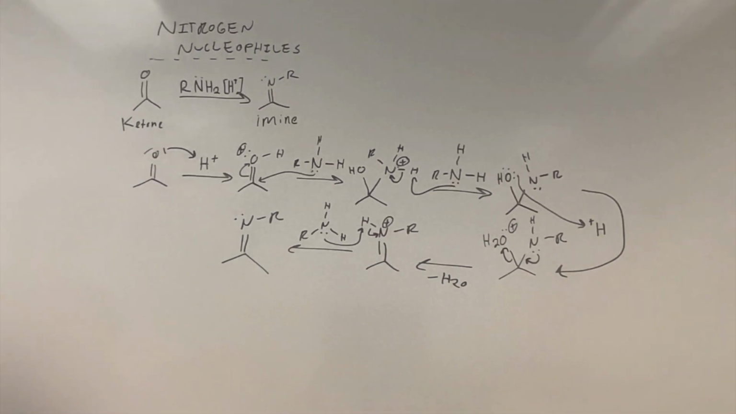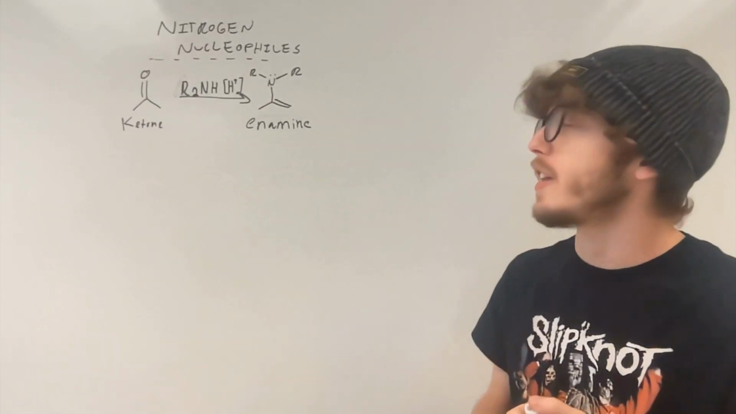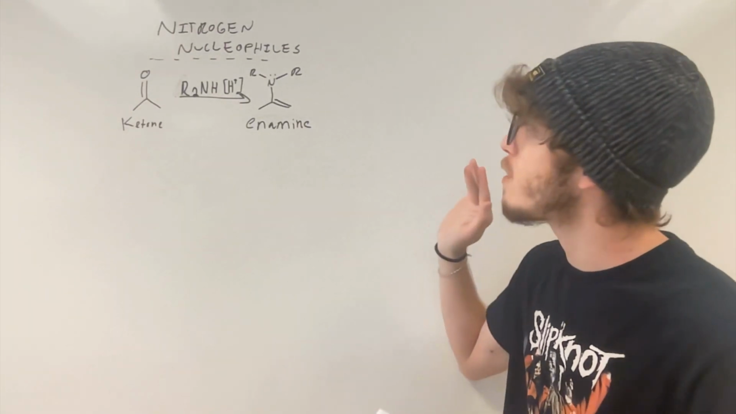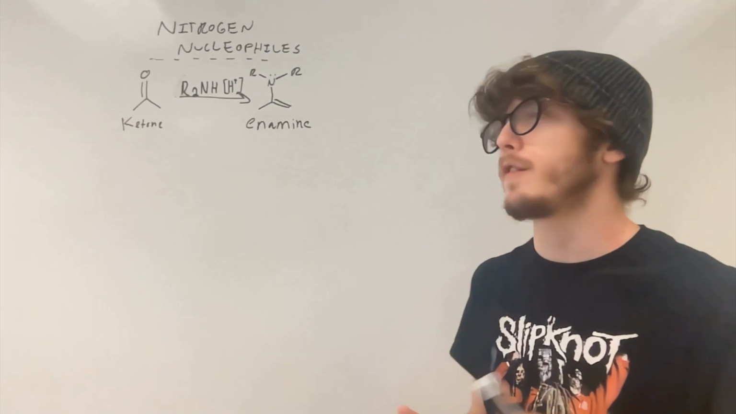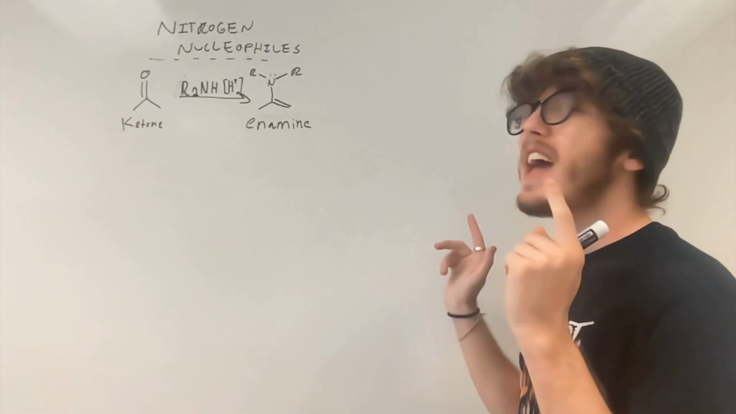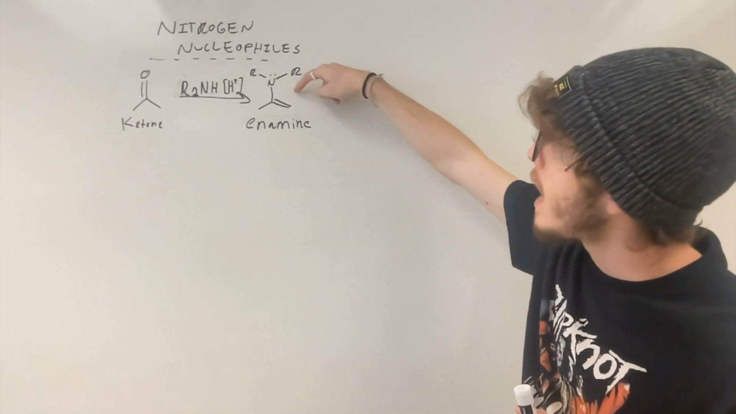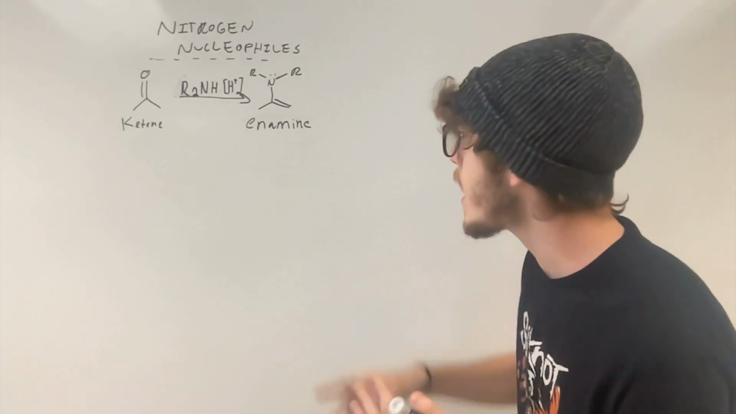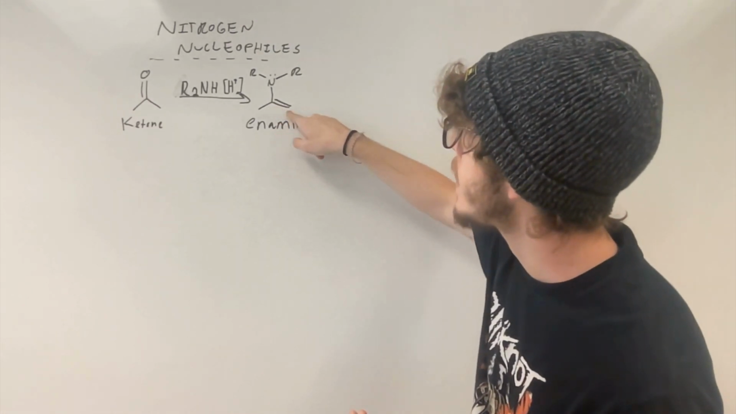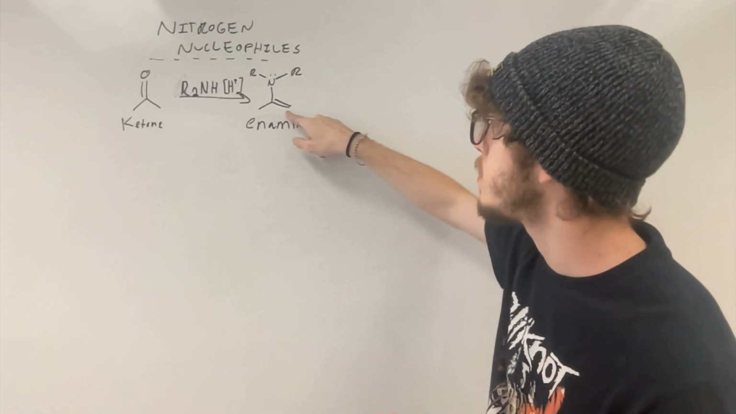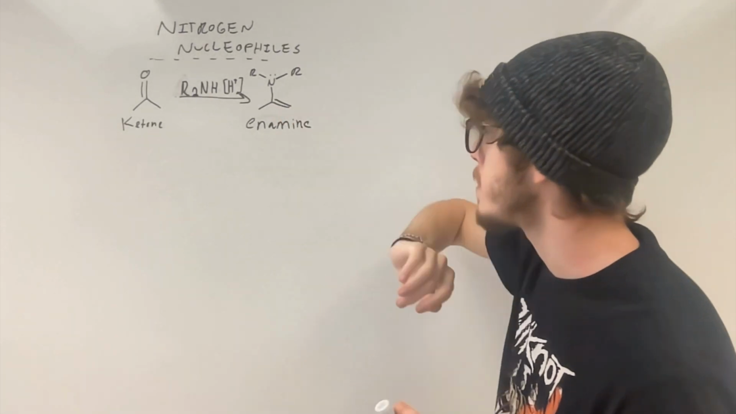So now let's get into secondary amines and how they react with ketones. Under acidic conditions, we're going to expect to get what's called an enamine. So the first one was imines. Now this is enamines, and enamines look like this. It's a nitrogen with two R groups, and it's kind of like an enol in a way. It has that double bond just off of the carbon to another carbon, just one carbon away.